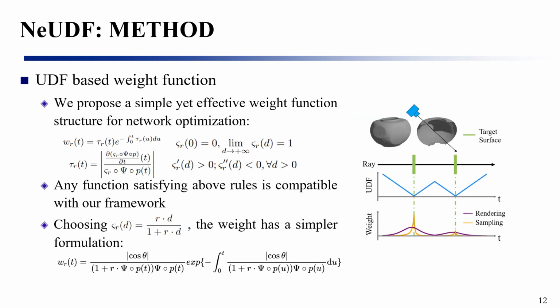We propose a dedicated weight function in volume rendering to address this issue. The weight function bridges the image color and the UDF. Similar to SDF, we want the weight to be unbiased and occlusion aware for UDF, and further to be aware of the ambiguous surface detection of UDF. The weight function is structured as w(r). Any function satisfying the above rules is compatible with our framework. We experimentally choose one function and get a simpler formulation as below. Next we will illustrate the performance of the weight function in several typical cases.